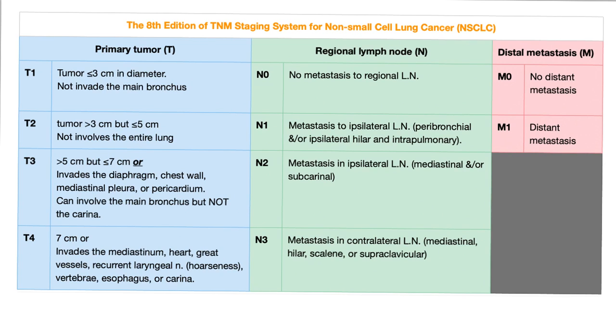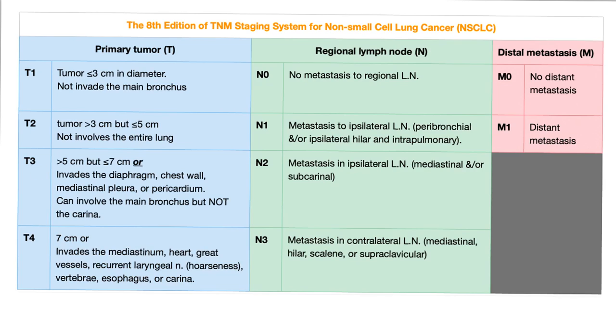Staging for non-small cell lung cancer, this is the 8th edition. Some of you have the 7th edition. You should update yourself. Primary tumor is T, regional lymph node is N, distant metastasis is M. We call this TNM classification. T, if the tumor is less than 3 cm and it's not invading the main bronchus, this is T1. T2 is the tumor between 3 to 5. It's not invading the entire lung.